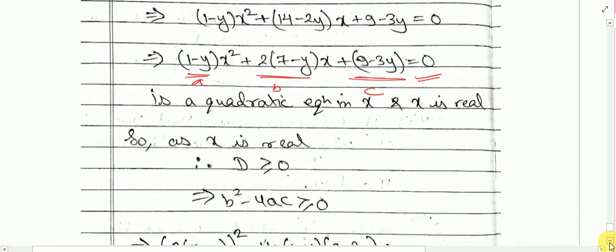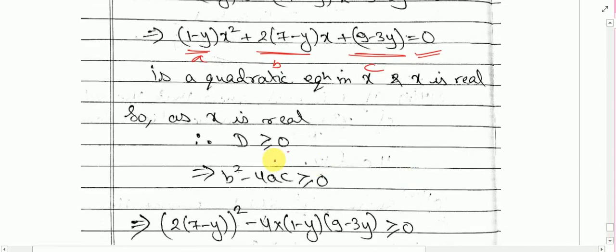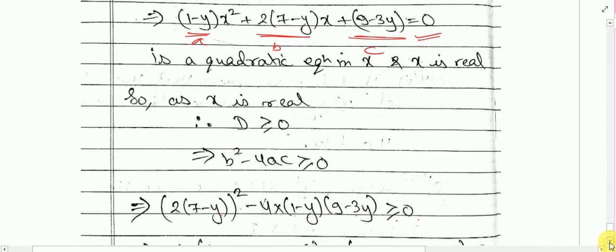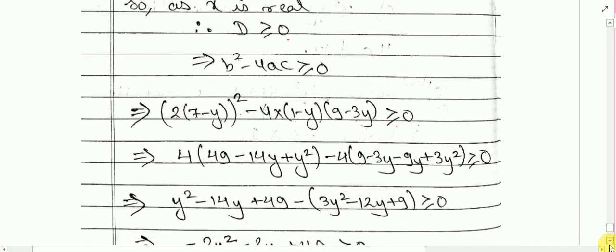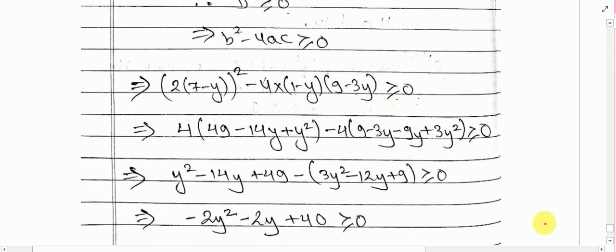So you have to substitute the values. So we get 2 times (7 minus y) whole square minus 4 into (1 minus y) into (9 minus 3y) greater than or equal to 0. Now you have to simplify it. So after simplifying, we will get this.